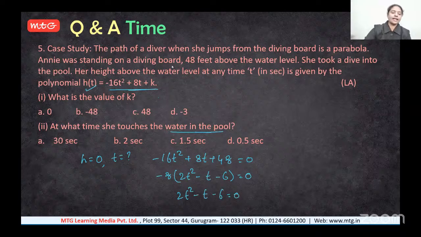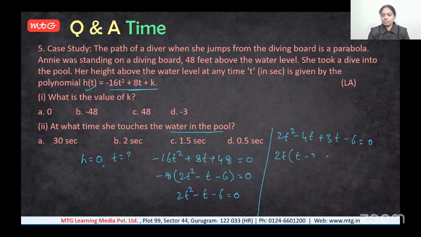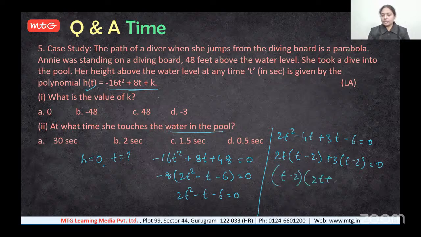Now, as I've already said in the quick recap, if you want to find the zeros of a given polynomial, you have to factorize it. Once you factorize it, you equate each factor to 0. So if you factorize this, you have minus 12 as a product, so minus 4 and plus 3 are the two numbers. Middle term splitting: 2t into t minus 2 plus 3 into t minus 2 equals 0. So t minus 2 is one factor, 2t plus 3 is the other factor. You get t value as 2 and the other t value as minus 3 by 2.